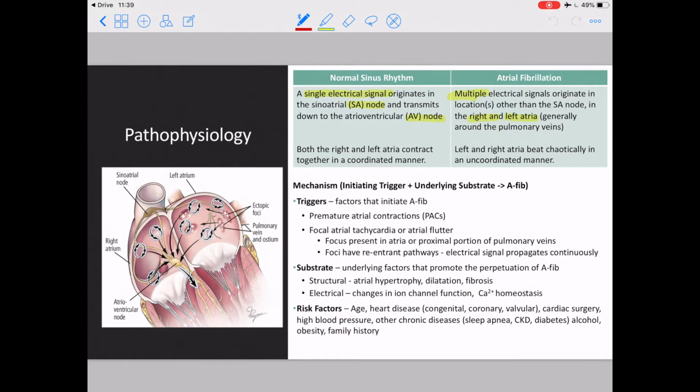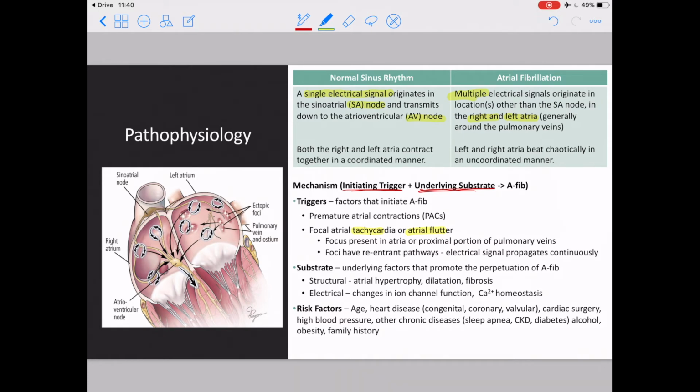So what's the mechanism behind this? There's an initiating trigger as well as an underlying substrate. Some of the triggers that could initiate AFib would be premature atrial contractions, a focal atrial tachycardia, so a fast atrial heartbeat, or atrial flutter. So there's a focus that is present in the atria or the proximal portion of the pulmonary veins, or we can have focus or foci that have reentrant pathways. So this is where an electrical signal will kind of loop back and just propagate continuously.